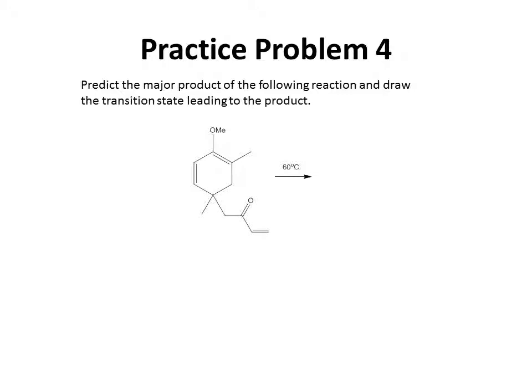Practice problem 4. Predict the major product of the following reaction and draw the transition state leading to the product. You definitely want to build a molecular model of this compound so that you can wrap the diene around to face the dienophile, and that way you'll be able to figure out what the product should look like.